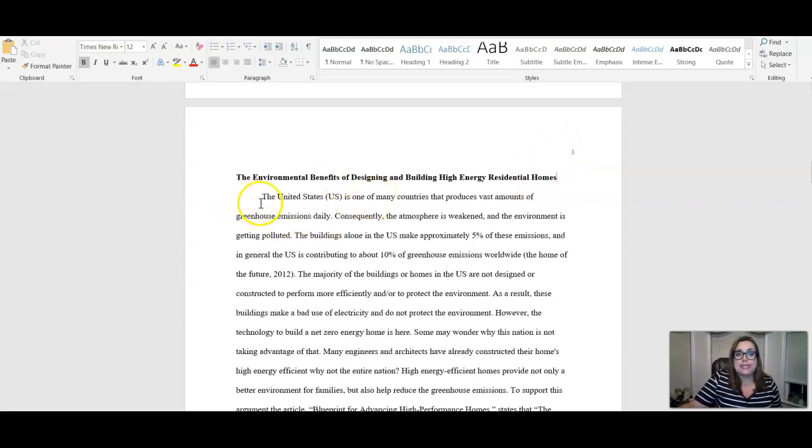All right, make sure you're indenting all of your paragraphs. I've noticed that some of you are doing block paragraphs. That is not how you're supposed to present an academic essay. So make sure each paragraph is indented.